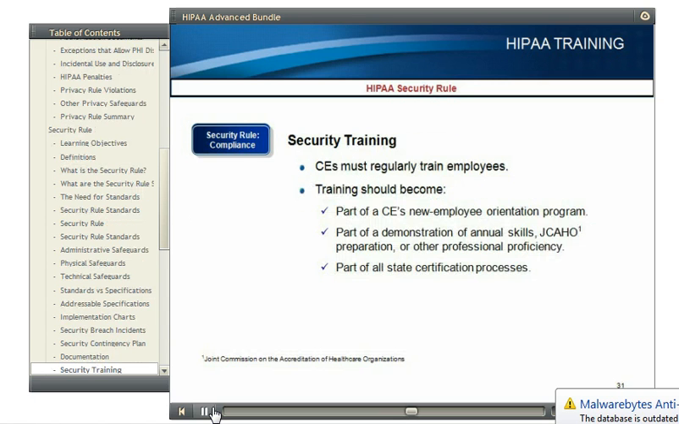Security training. CEs must regularly train employees. Training should become part of a CE's new employee orientation program, part of a demonstration of annual skills, JCAHO preparation, or other professional proficiency, part of all state certification processes.